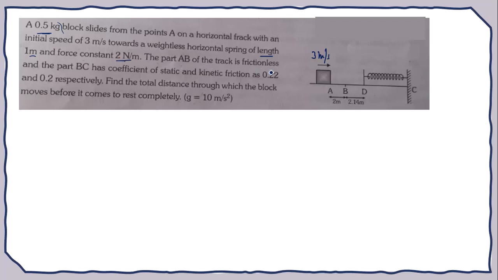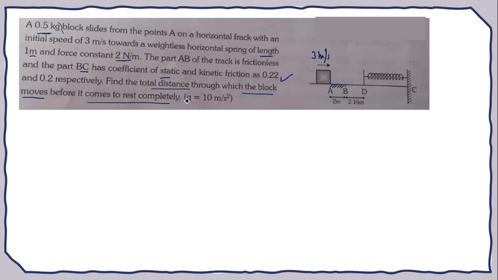The part AB of the track is frictionless. So this part has no friction. Now from point B, the friction part is there. So BC has the coefficient of static and kinetic friction given as 0.22 and 0.2 respectively. You are asked to calculate the total distance through which the block moves before it comes to rest completely.